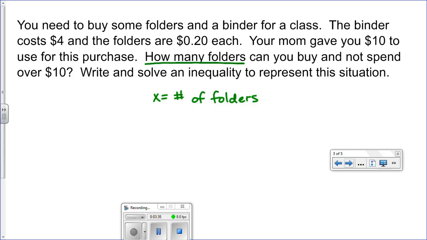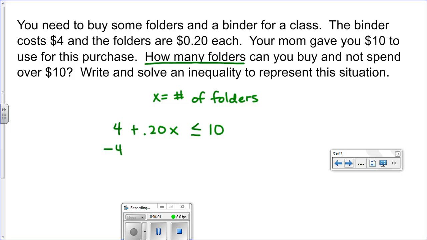Okay? And let's see, so a binder costs $4. I'm only buying one, so that's a one-time cost, 4. And then the folders are 20 cents each, so I have to put the variable there. And then I have $10, so it's okay to spend all of it, but not over. So again, less than or equal to.